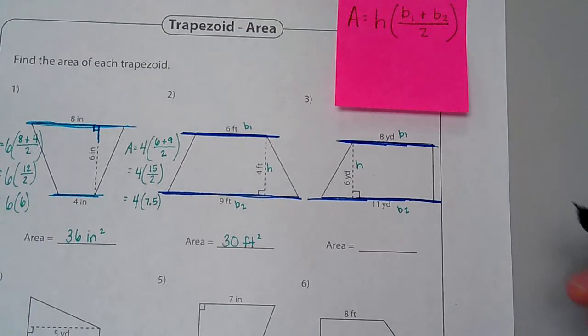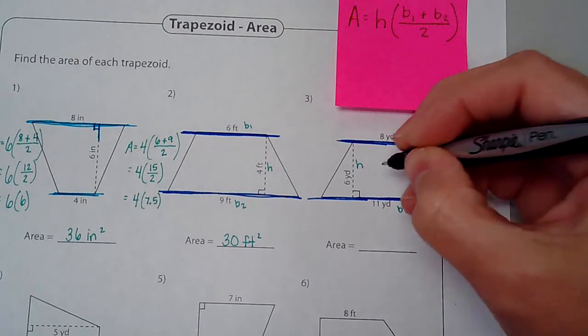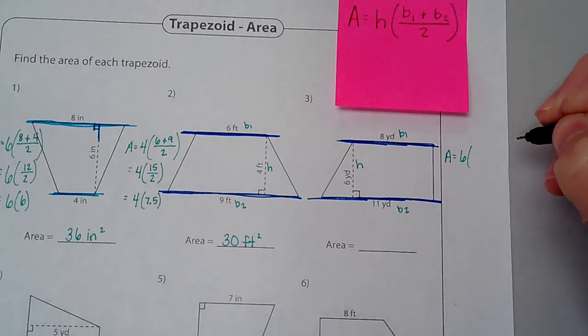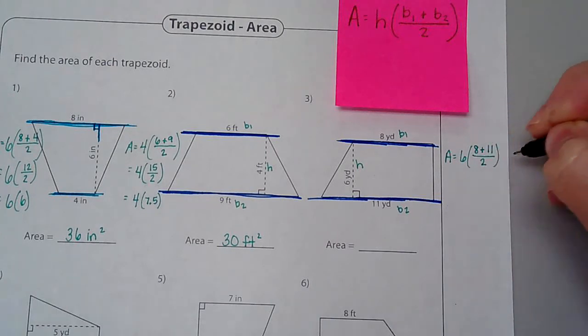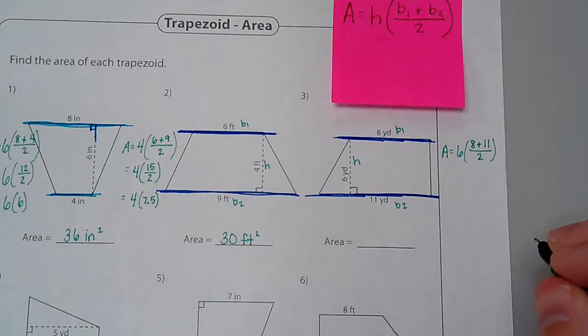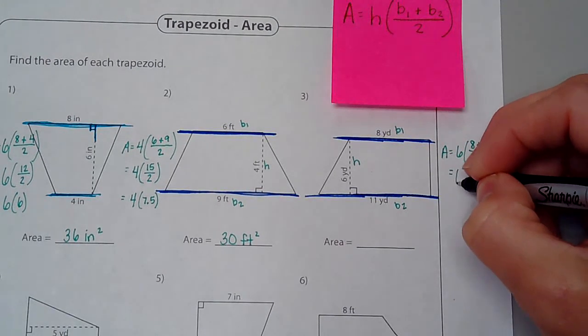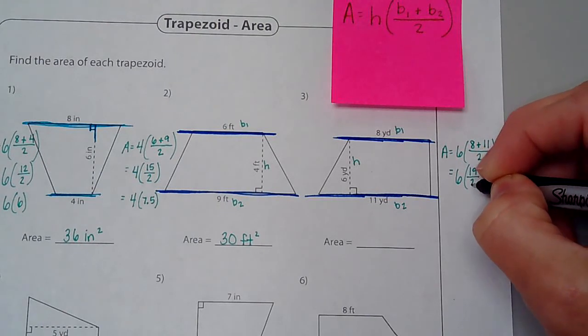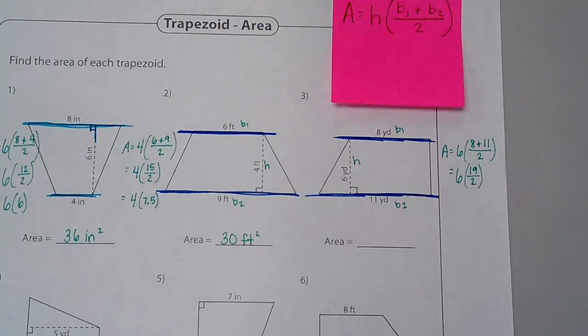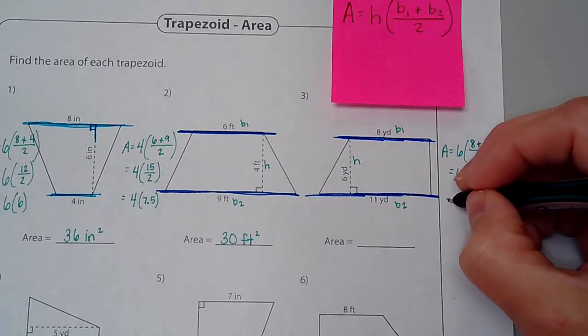Okay, so now let's solve it. My height is 6. One of my bases is 8. The other one is 11. And I'm still dividing by 2. Okay, so then 6 stays the same. 8 plus 11 is 19. Okay, then I'm doing 19 divided by 2.